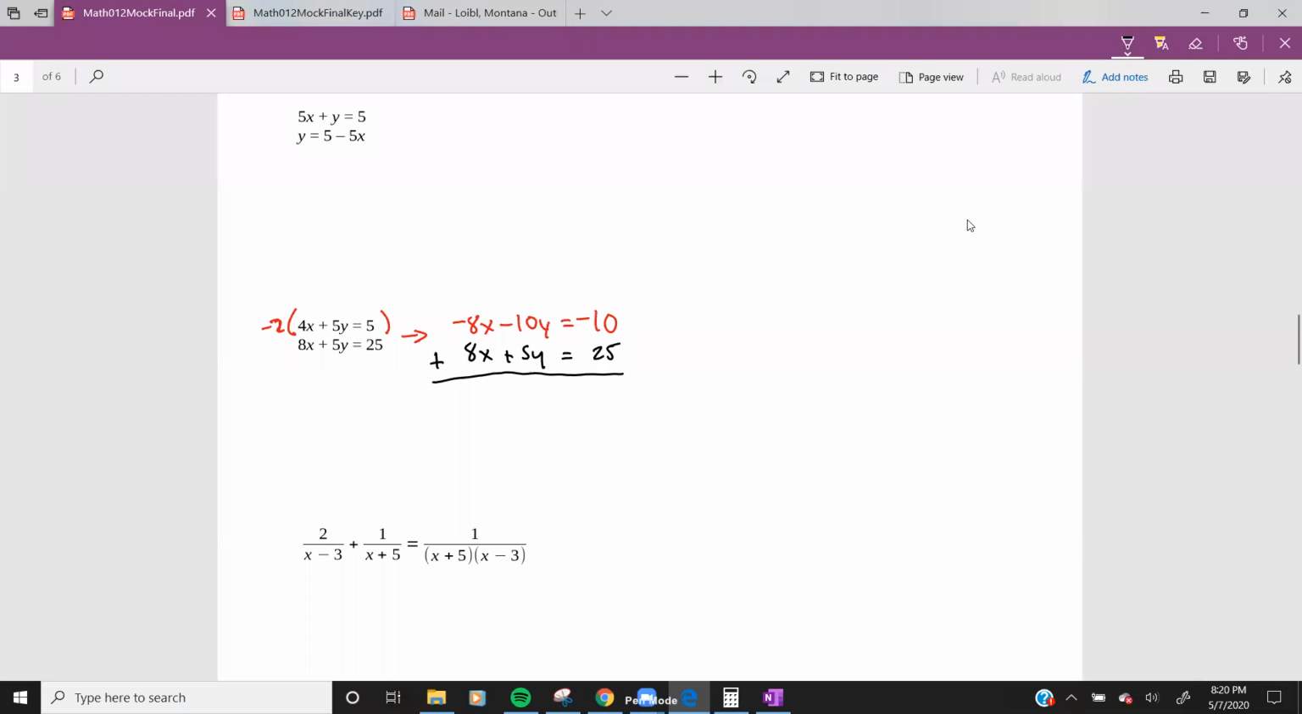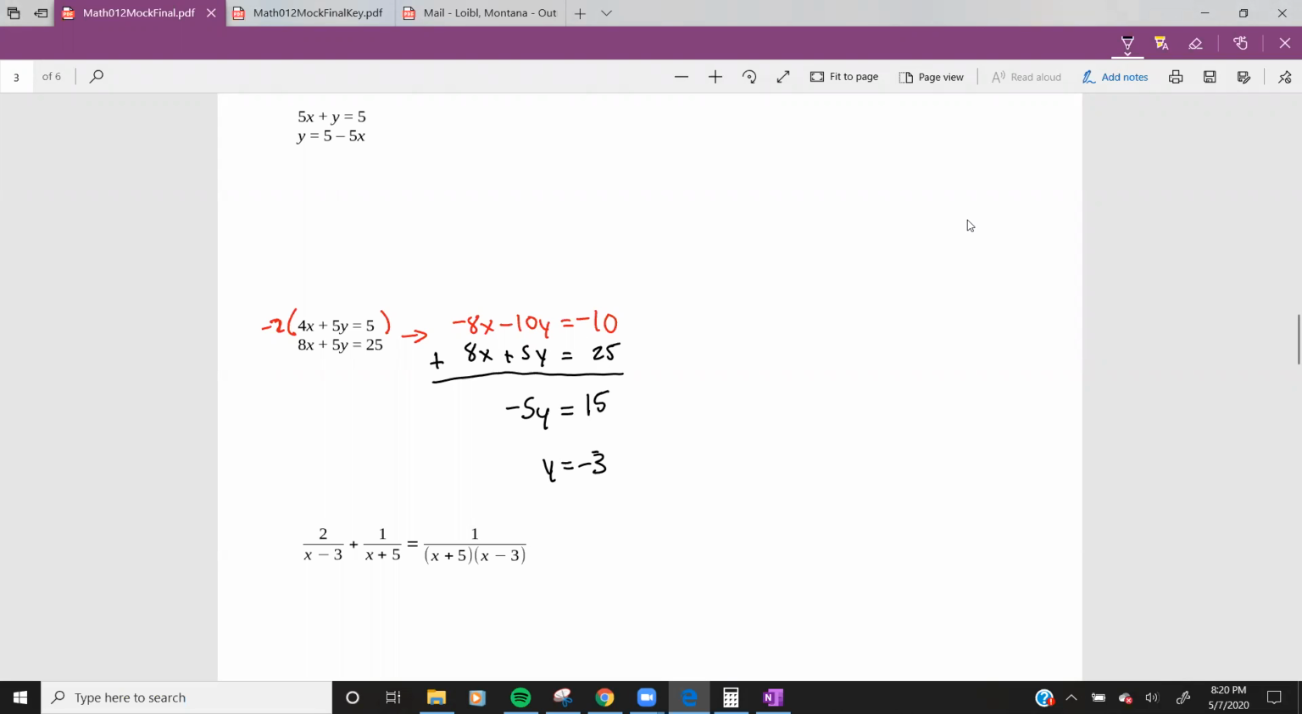Okay, so we get 0x, which is, there's none there. So negative 10y plus 5y is going to give you a negative 5y. Right, adding the y straight down. It's kind of hard to see, that's a y. Right, so negative 5y, negative 10 plus 25 is going to be 15. So dividing by negative 5 on both sides, we get negative 3 is equal to y.